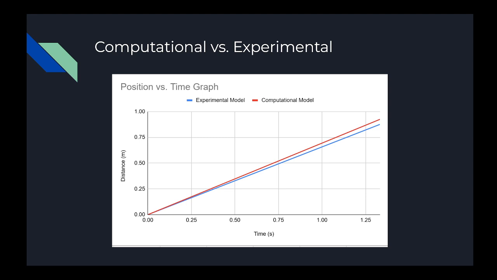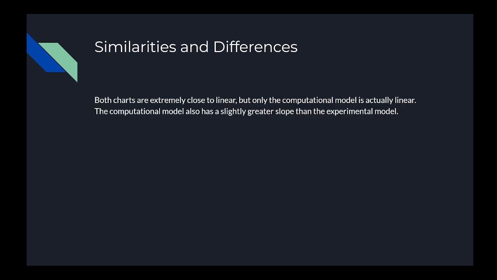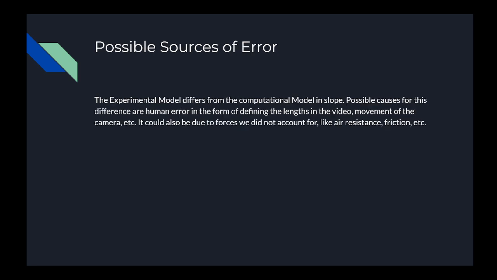And this is a comparison of the slopes and findings of the two models, where we can see that the computational model has a slightly higher slope, suggesting that the initial velocity was greater than the average velocity for the experimental model. Both charts are extremely close to linear, but only the computational model is actually linear. The computational model also has a slightly greater slope than the experimental model on average.